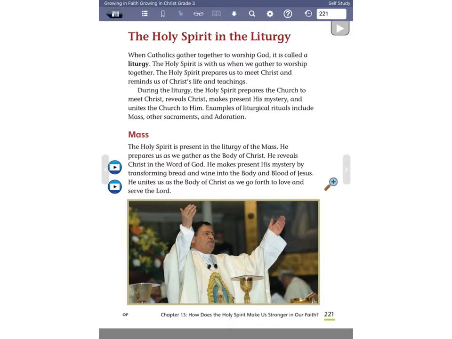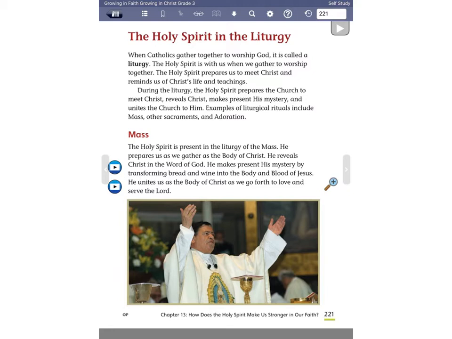So now we're going to read a little bit about different types of liturgies, and we're going to learn about the role of the Holy Spirit in the liturgy. When Catholics gather to worship God, it is called a liturgy. The Holy Spirit is with us when we gather to worship together. The Holy Spirit prepares us to meet Christ and reminds us of Christ's life and teachings. During the liturgy, the Holy Spirit prepares the church to meet Christ, reveals Christ, makes present his mystery, and unites the church to him. Examples of liturgical rituals include Mass, other sacraments, and adoration.